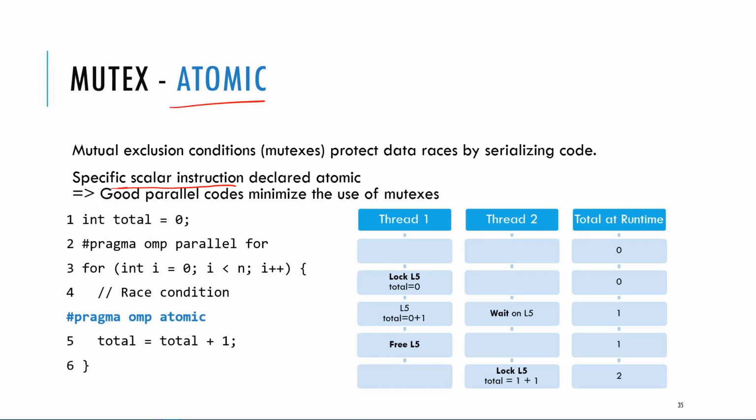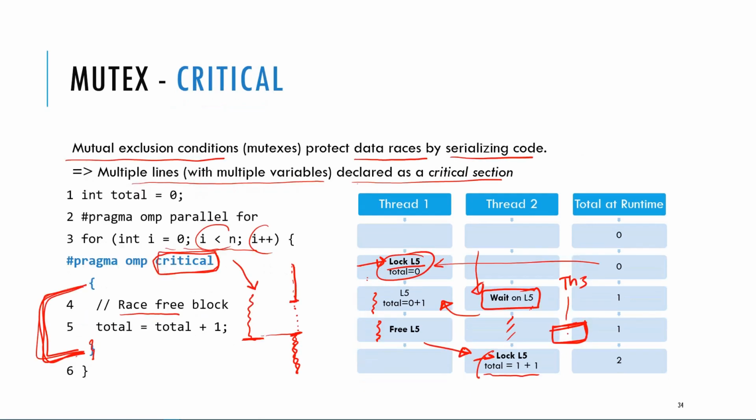So in this case, it's a way to optimize the lock and the waiting time of all the threads. Instead of declaring a whole block, just focus on the instruction that you have in hand. Okay, so this is equivalent to the code that we had earlier. A critical section with only one line of code is equivalent to this atomic part.